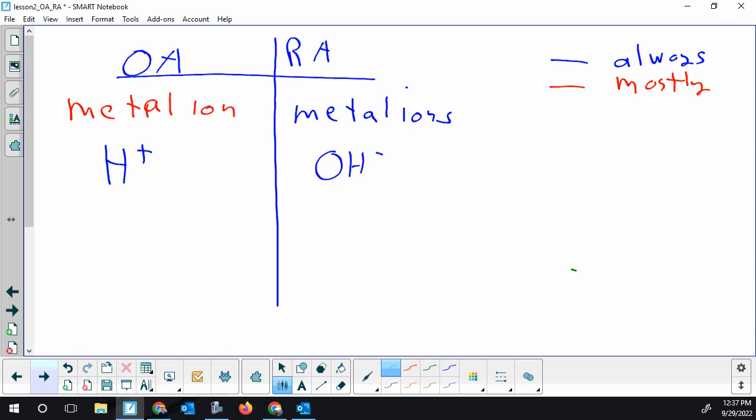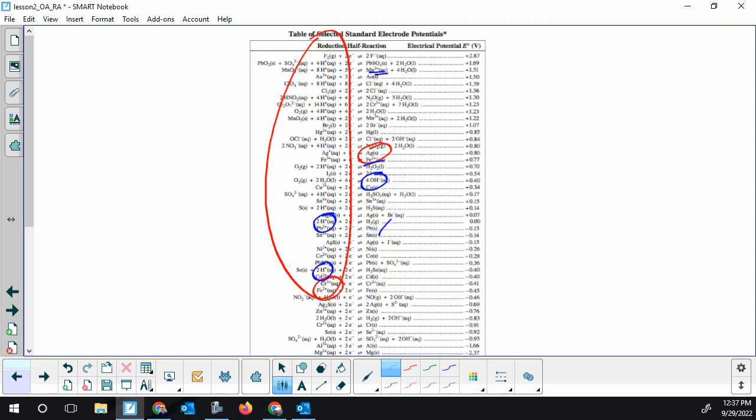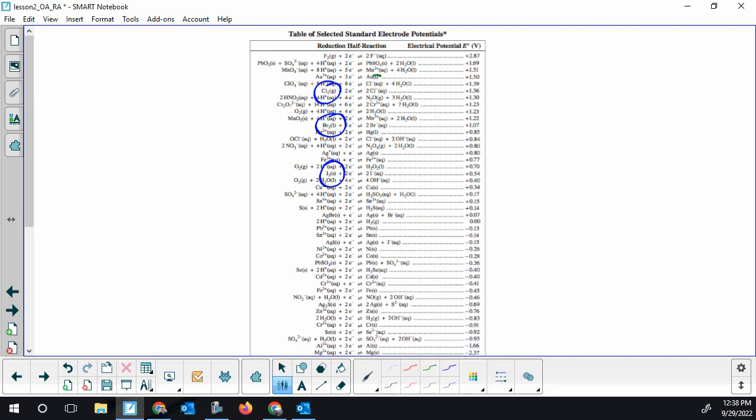If we focus in on the halogens last, I'm going to clean this table up. You'll find there's diatomic chlorine, diatomic bromine, and diatomic iodine. They're all on the OA side. All of their ide forms are all on the RA side, and there's no exception to that.